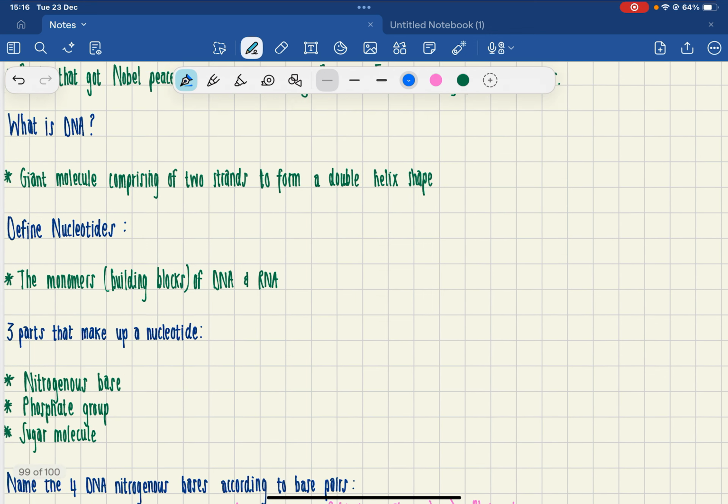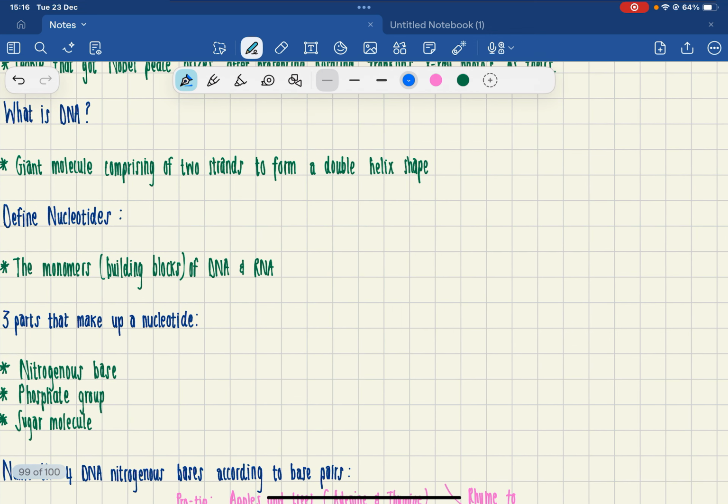Now, what is DNA? We've been talking about DNA. Now, boys and girls, DNA is a giant molecule that consists of two strands that are twisted to form a double helix shape. So if I were to ask you, what is the shape of DNA? It's double helical, double helix.